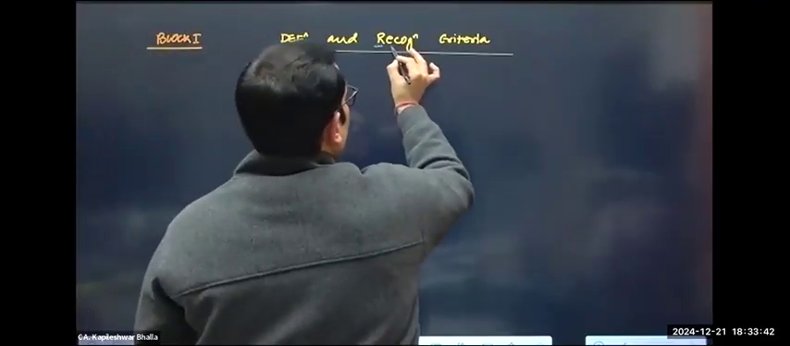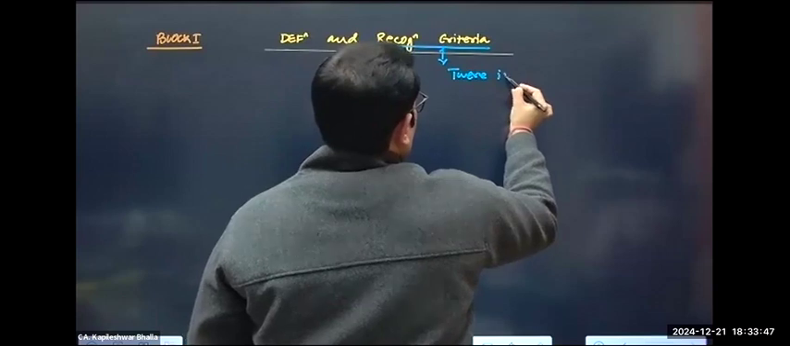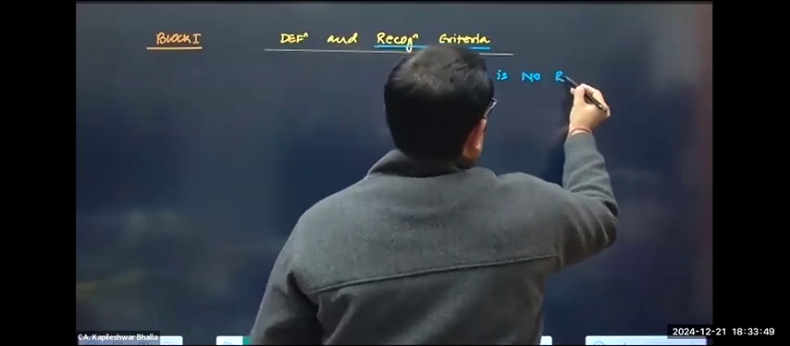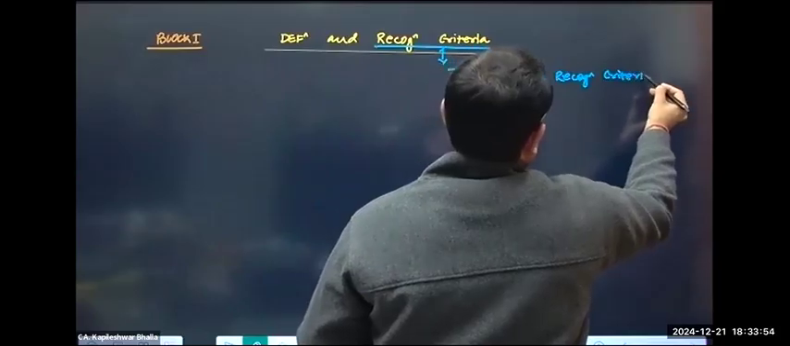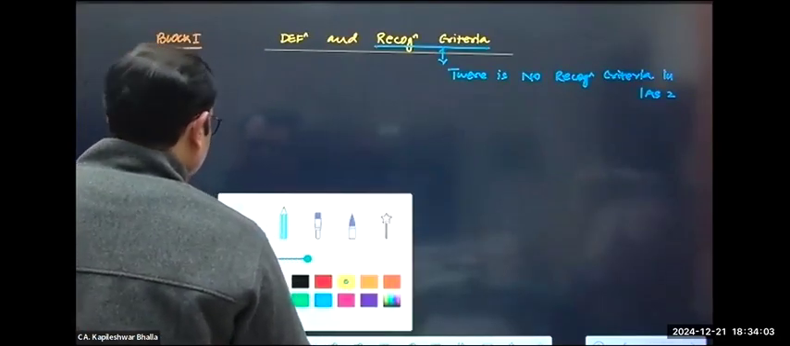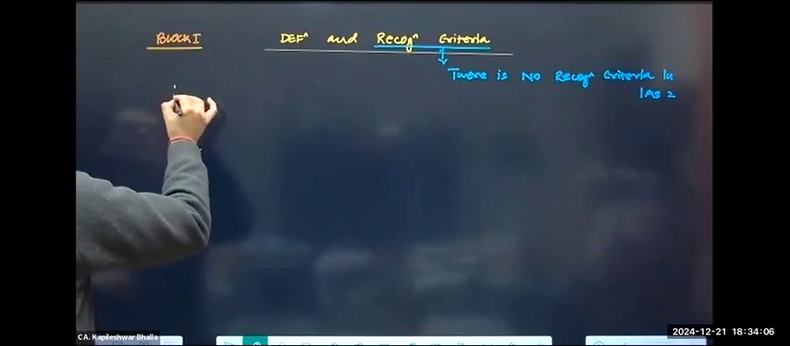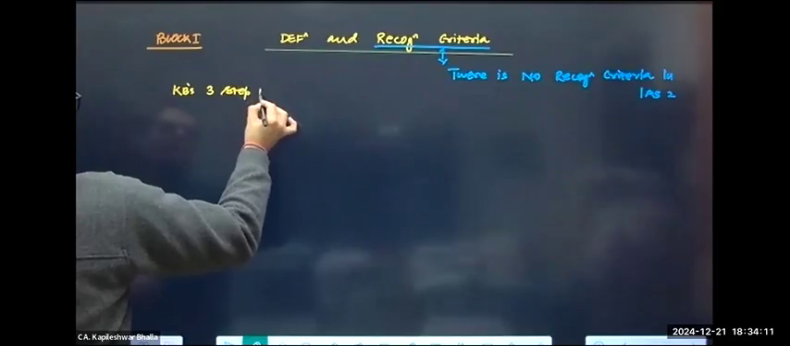But of course, in this standard, there is no recognition criteria. So we're just going to make a mention out here that there is no recognition criteria in IAS 2. You just need to meet the definition and that would be the answer. So let's see what the 3-step model is.